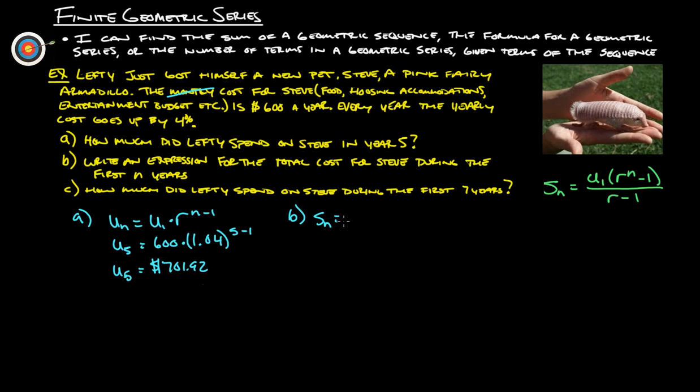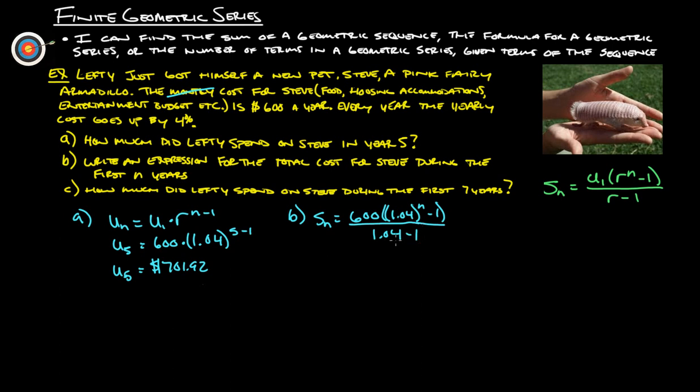So S of n equals first term, which is 600, times our rate, which is 1.04, to the nth power. And that is all that in there minus 1. And that's all over our rate, which is 1.04 minus 1, right? So there's our expression for how much Steve costs.